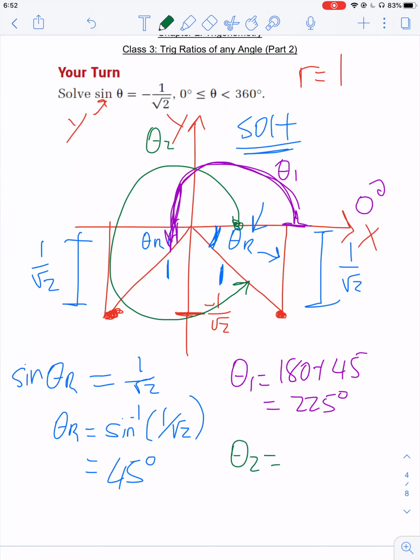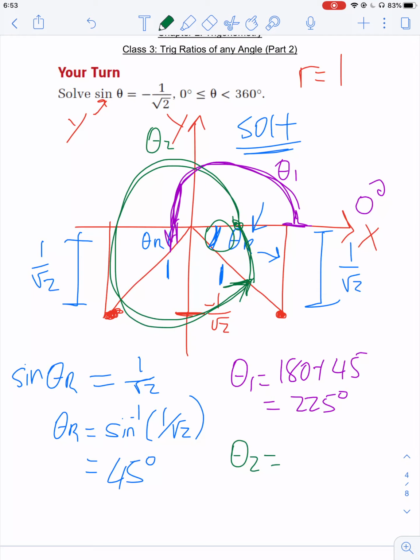Theta 2 is slightly difficult. So theta 2 starts from here, goes all the way from here, right, all the way there. Okay, so your terminal arm is all the way down here. So how can you figure out this angle? Well, one way to do this is just to realize that if I complete my circle, I'm going to have 360, right? But what if I complete my circle and then remove this reference angle? Then I'm going to be over here, right?